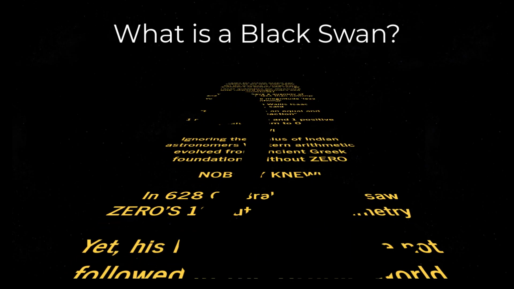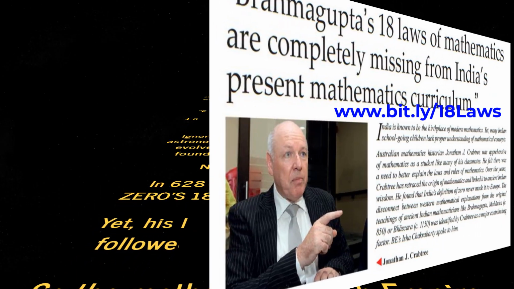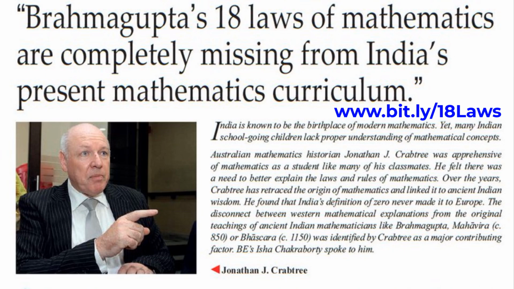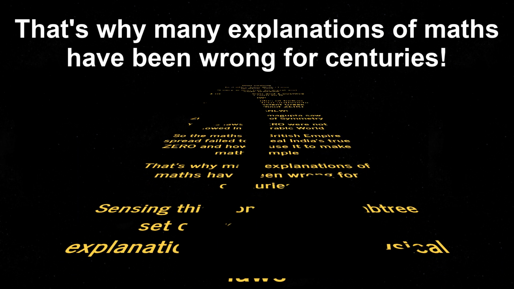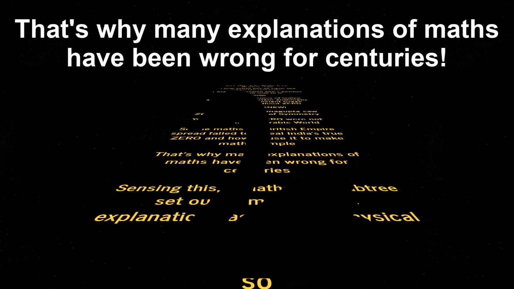Nobody knew. In 628 CE, Brahmagupta saw 0's 18 Sutras of Symmetry, yet his laws of 0 were not followed in the Arabic world. So the maths the British Empire spread failed to reveal India's true 0 and how to use it to make maths simple. That's why many explanations of maths have been wrong for centuries.